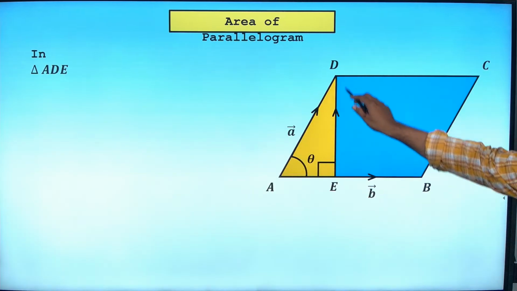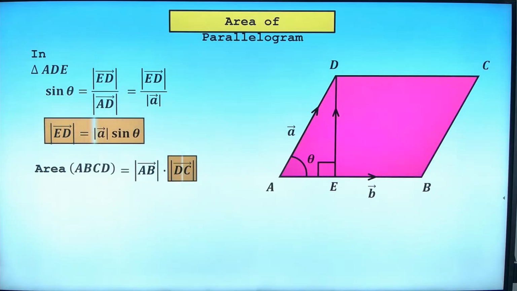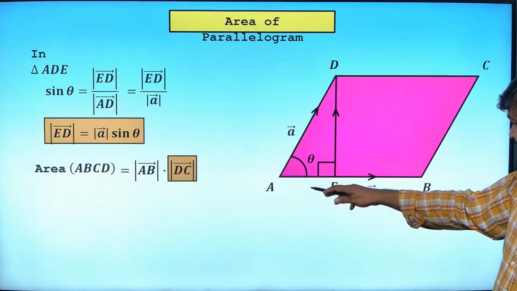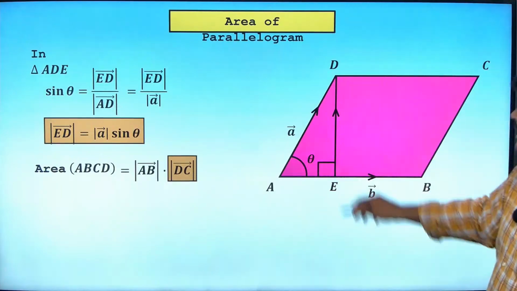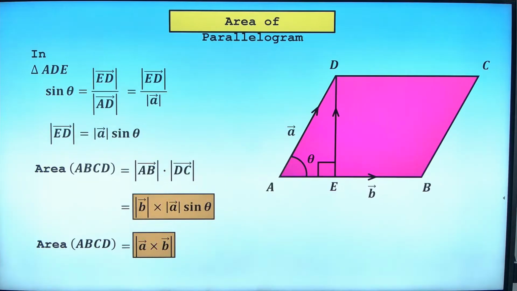See, I come to know what is the height? DE. Similarly sin theta எடுத்தா என்ன வரும்? அதே மாதிரி தான வர போகுது. So I'll take like this. So area of ABCD is equal to AB vector into DC vector. So AB vector into DC vector, which is modulus of A cross B. புரியுதா? Clear?